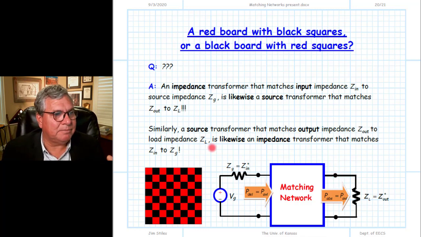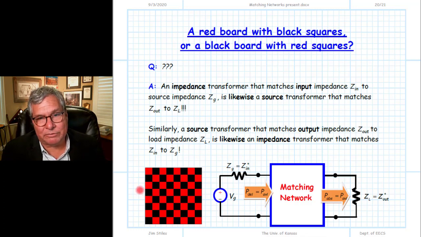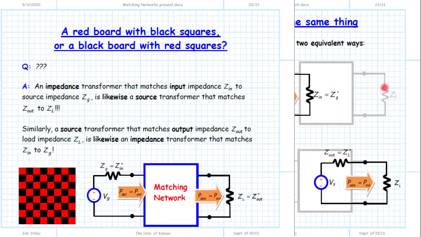And so a term that engineers a lot of times use for things like this is, you can argue that one design approach is like saying a checkerboard is a red board with black squares, or you can say a checkerboard is a black board with red squares. It doesn't really matter. Either statement is precisely correct in terms of describing a checkerboard. Likewise, when it comes to lossless matching networks and source or load transformation, it doesn't matter how you describe what you did, you will come up with the same result.